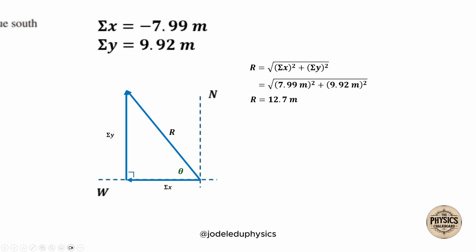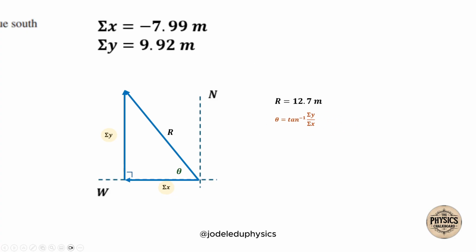To find theta, notice that opposite to it is the sum of y, while adjacent to it is the sum of x. This brings us an equation that states the tangent of theta is equal to opposite side, sum of y, divided by adjacent side, sum of x. This angle gives us the direction inside the triangle. From here, you can express the angle depending on what form is required.